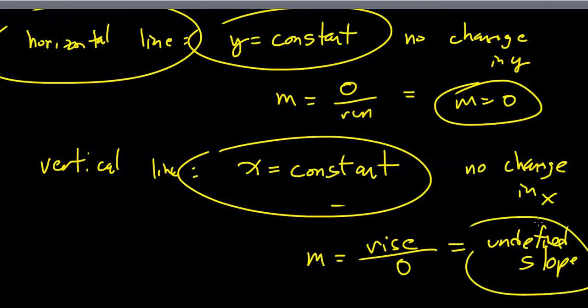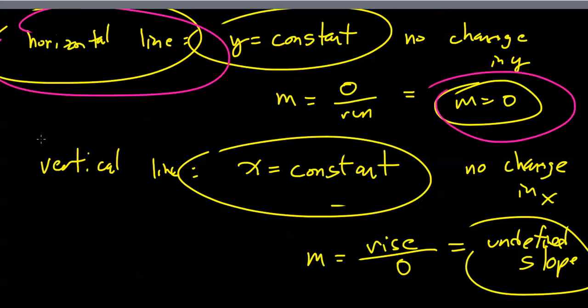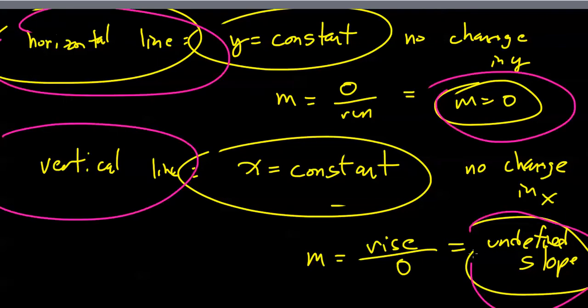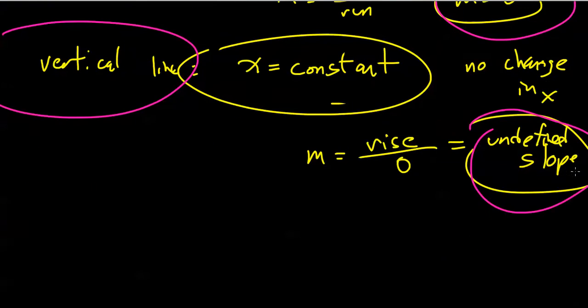Okay, so another way to look at horizontal and vertical lines. Horizontal lines, 0 slope. Vertical lines, undefined slope. Please try not to confuse those two cases. Okay?